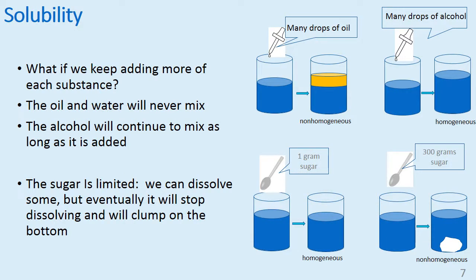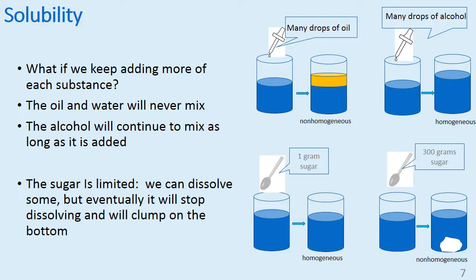Alright, so what if we keep adding more of each of the substances? So let's keep adding many drops of oil. Well, they're never going to mix. And so we'll end up with a thicker layer of oil on top of the layer of the water. So it's never going to be homogeneous; it's non-homogeneous. What if we keep adding alcohol? Well, it doesn't matter how much alcohol we add. Just keep adding it. It will mix at every ratio, and we'll end up with a homogeneous solution.